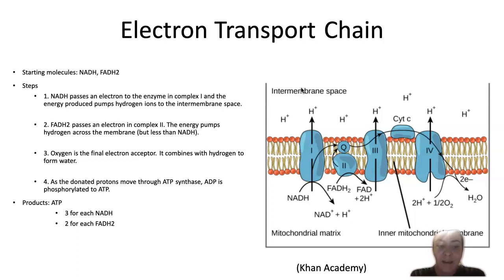Step 2, FADH2 also passes its electron to the enzymes of the electron transport chain, but enters later in the chain, at complex 2. It still results in pumping H+ ions, but pumps less across the membrane than NADH. Step 3, oxygen serves as the final electron acceptor of the low energy electrons to combine with H+ ions to form water. Step 4, hydrogen ions are pumped across the membrane through an ATP synthase protein.